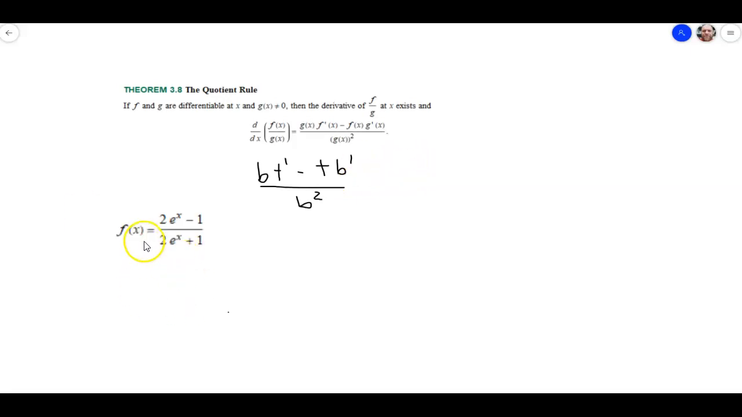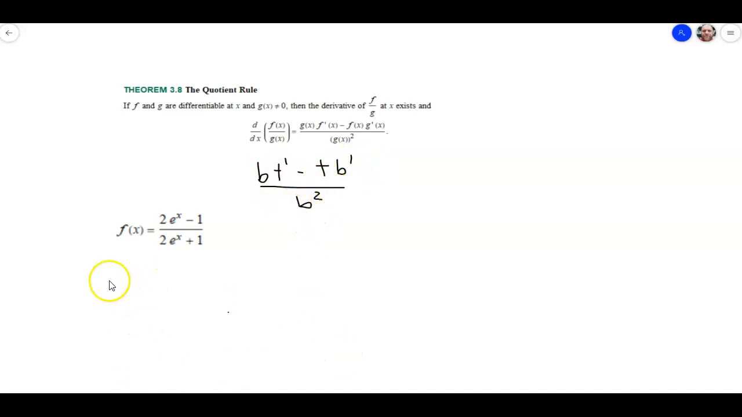All right, so here's the first one, the function f of x equals 2e to the x minus 1 on top over 2e to the x plus 1 on the bottom. So go ahead, try to do this, and then we'll go through the solution. So unpause when you're ready. All right, so here I need to know what the bottom is, the derivative of the bottom, the top, the derivative of the top, and then here I still need to know the bottom.